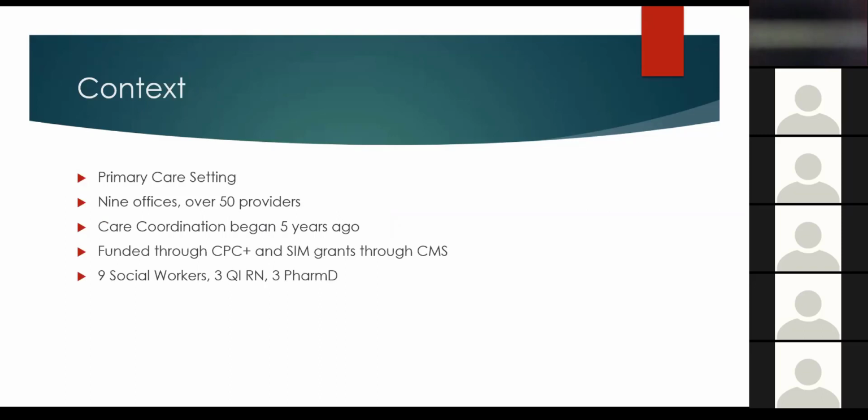But where we're landing now is currently we have 9 MSW social workers, one at each of the offices, 3 quality improvement nurses, and 3 pharmacists. And those roles are split between 3 offices, so they share 3 offices per person. And let's see, we're funded.